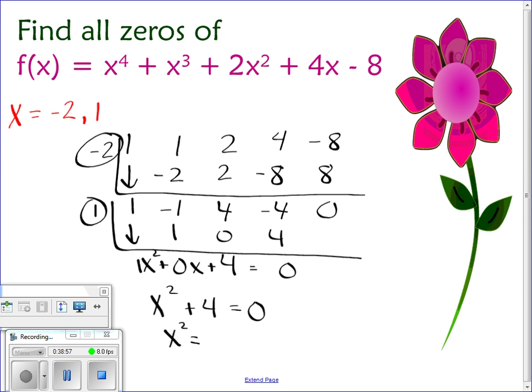This doesn't factor. So x² equals -4, so x equals plus or minus 2i. And then -2 and 1. So just be careful in that factoring. I know you're like, oh, x², 4, difference of squares. Yeah, it's not. There's no difference.